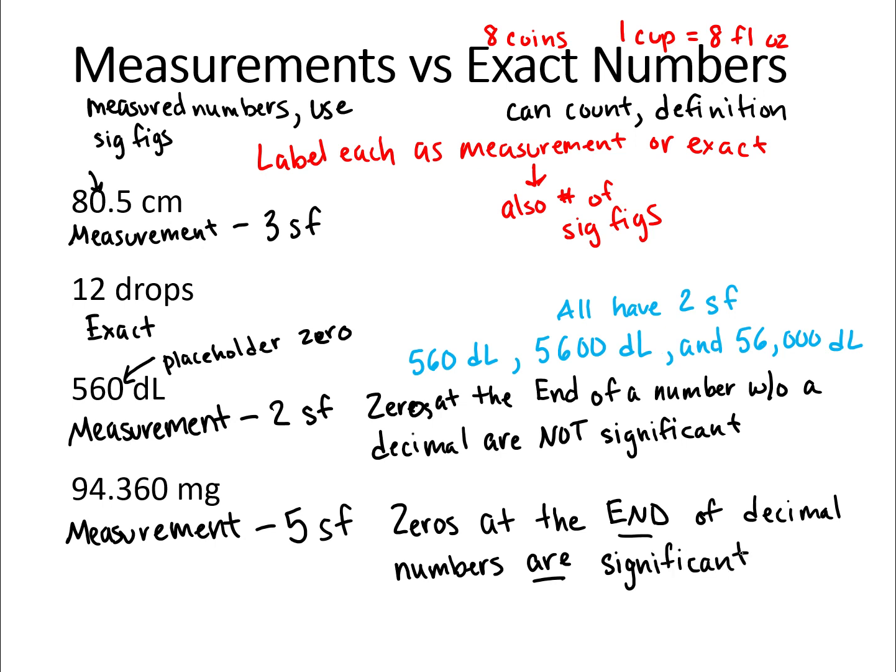So that's the rule there. Zeros at the end of a decimal number are significant. Any questions on the difference between measurements and exact numbers or sig figs, counting sig figs? We'll get some more practice in as we go along anyway.